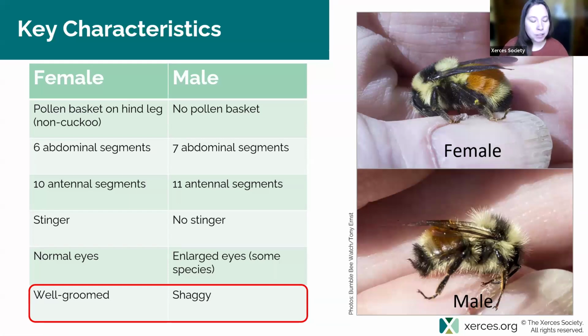The last thing I use, just as a general rule of thumb, is that females tend to be a little bit more well-groomed looking for some species, as opposed to males, which can look a little bit shaggier. And males also tend to have more yellow hairs, especially on the bottom of their body and on the front of their face, than females. That's not true for all species, but it is true for many.